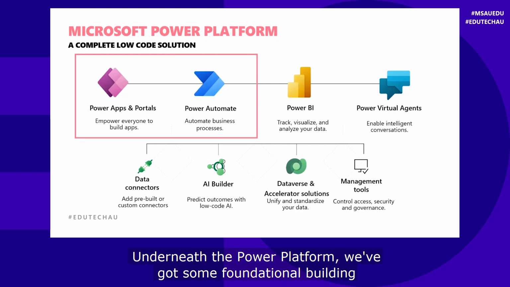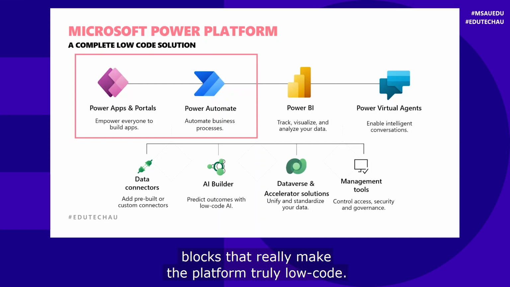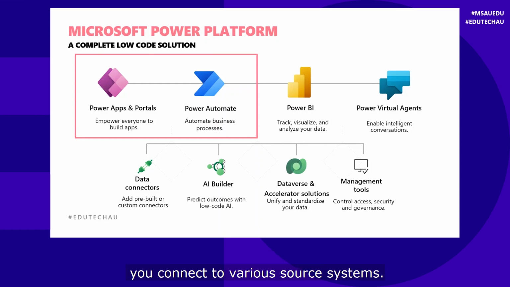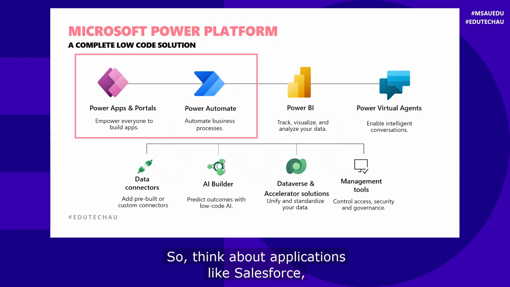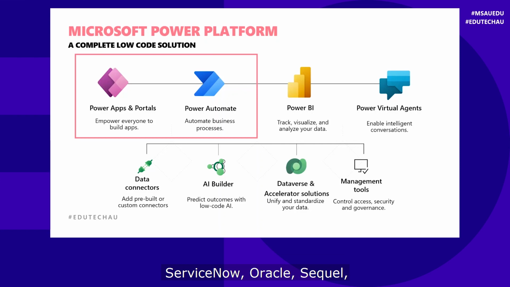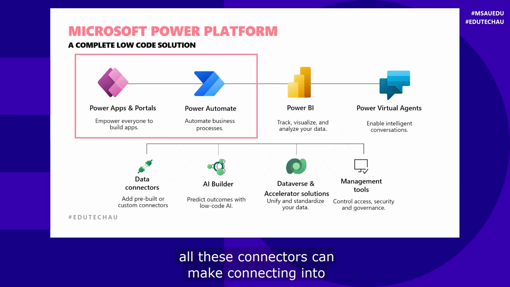Underneath the Power Platform, we've got some foundational building blocks that really make the platform truly low code. There are about 450 connectors that really help you connect to various source systems. So think about applications like Salesforce, ServiceNow, Oracle, SQL. All these connectors can make connecting into these source systems really, really simple.